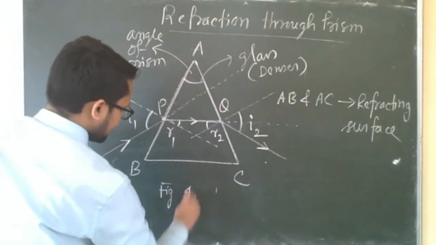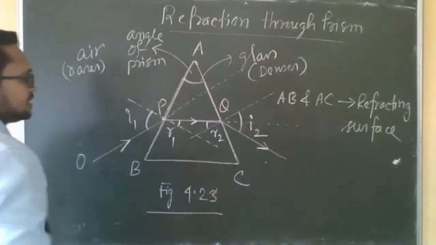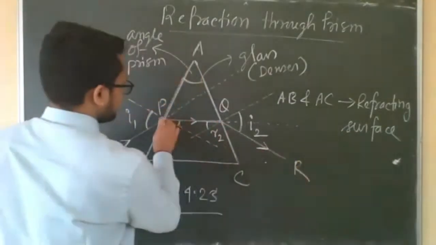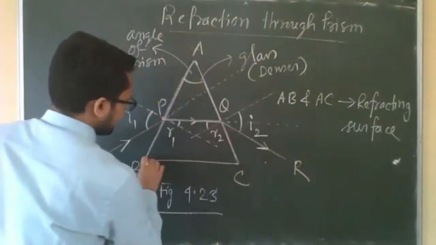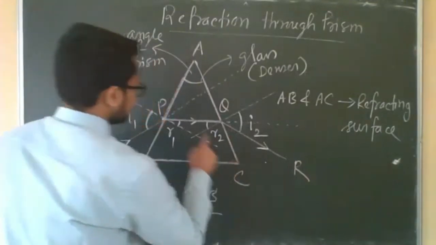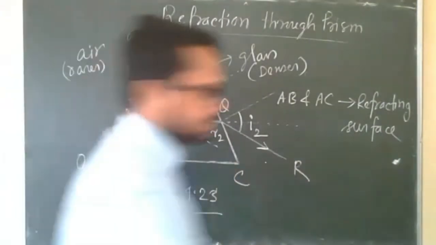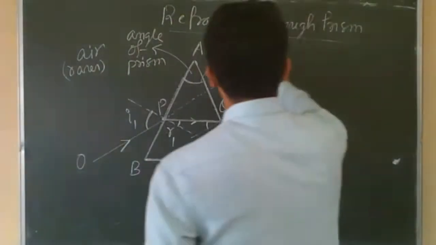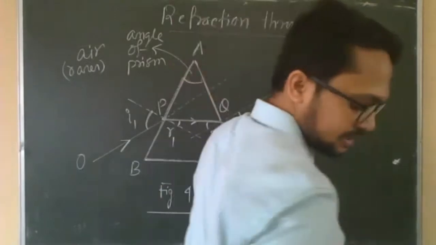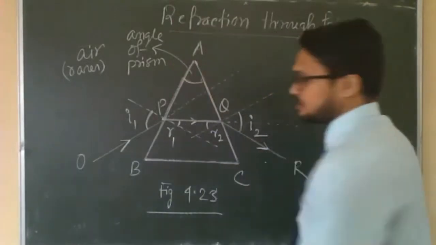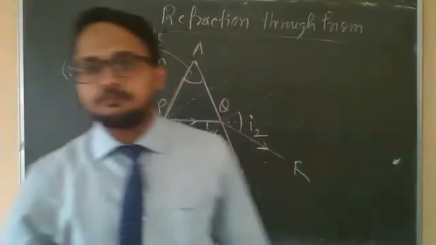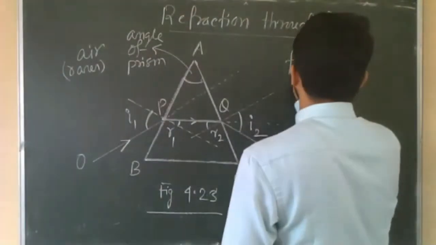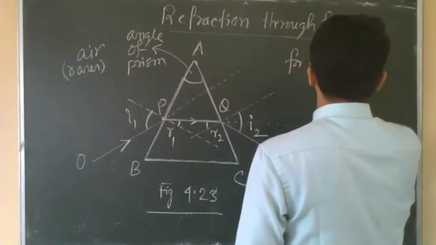Figure 4.23. So this is one special case where this ray PQ, the refracted ray inside the prism, is parallel to the base. This diagram is for a special case. What is that special case? If you are asked, draw the ray diagram for a prism and for monochromatic light for minimum deviation, so this ray diagram is for minimum deviation.